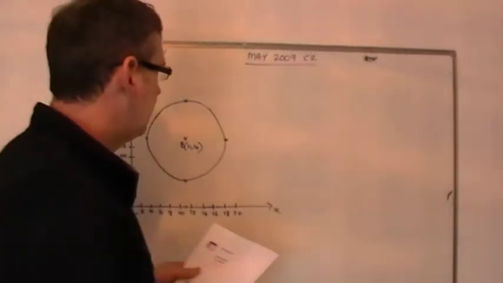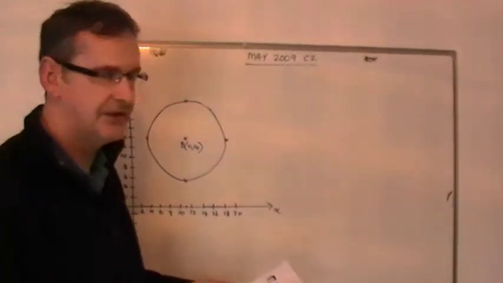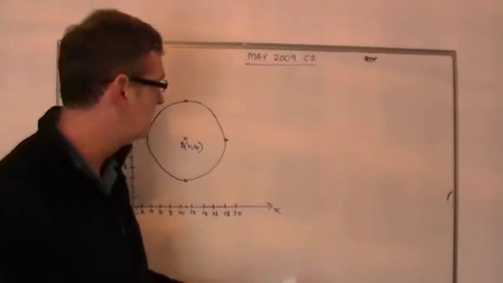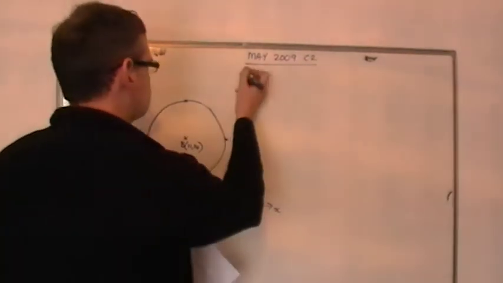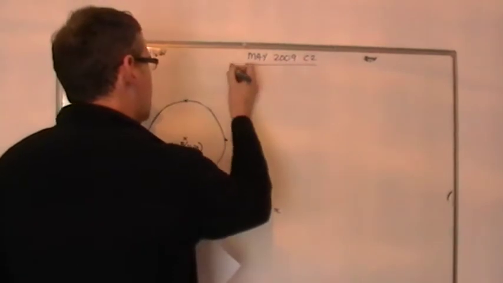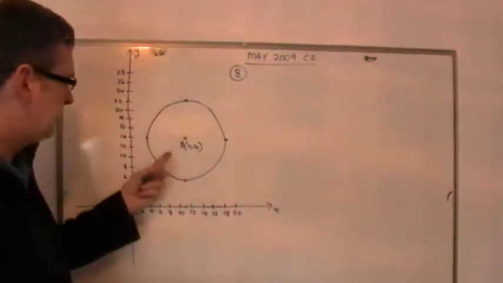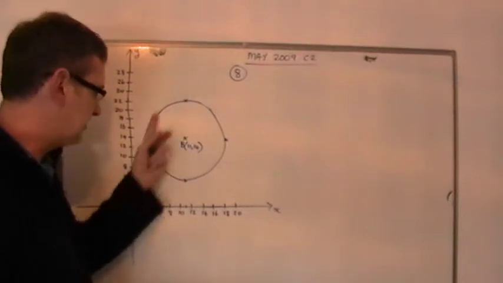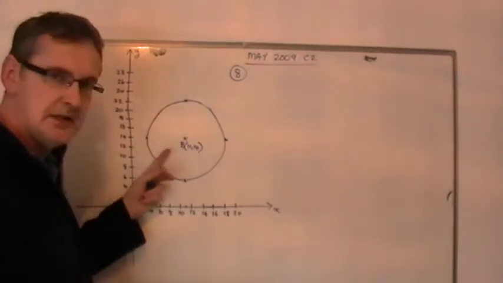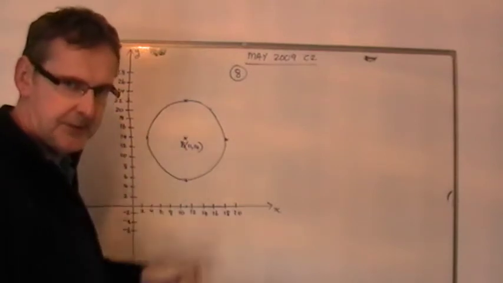Okay, let's have a look at May 2009 C2 Circles question. It is question 8 of that paper. I've already drawn part of the picture which I'll be using later in part C. So the circle that's drawn there is used in part C, so ignore that for the moment.